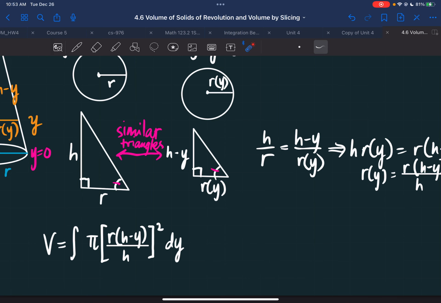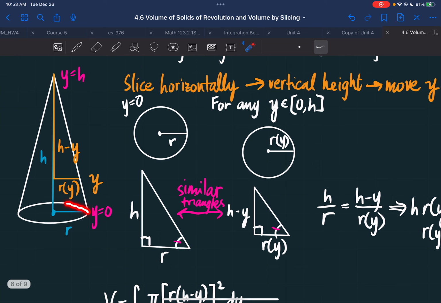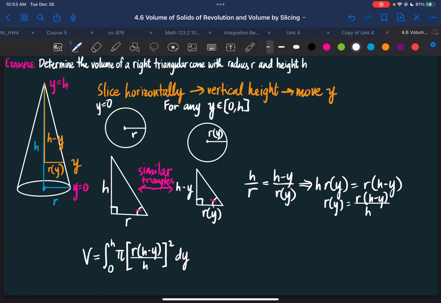And for the bounds, recall that what we did is a horizontal slice. And so for us, the entire we are moving from y equals 0 until we reach the very top, which is y equals h. So this one would be from 0 to h. Now let's try to solve this actual integral. Let's do it in a different page. So I'll copy this one.